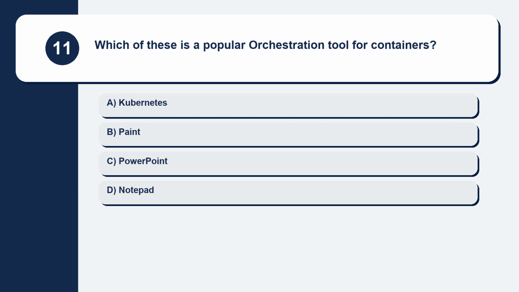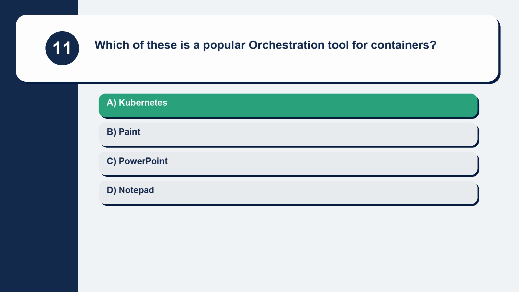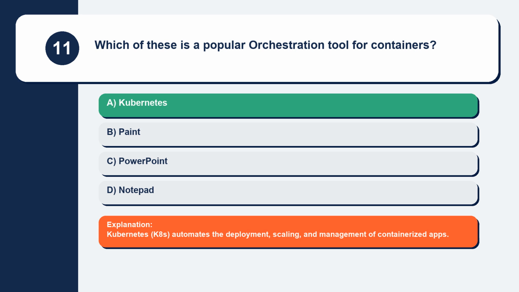Question 11. Which of these is a popular orchestration tool for containers? Kubernetes, Paint, PowerPoint, Notepad. Kubernetes, K8s, automates the deployment, scaling, and management of containerized apps.